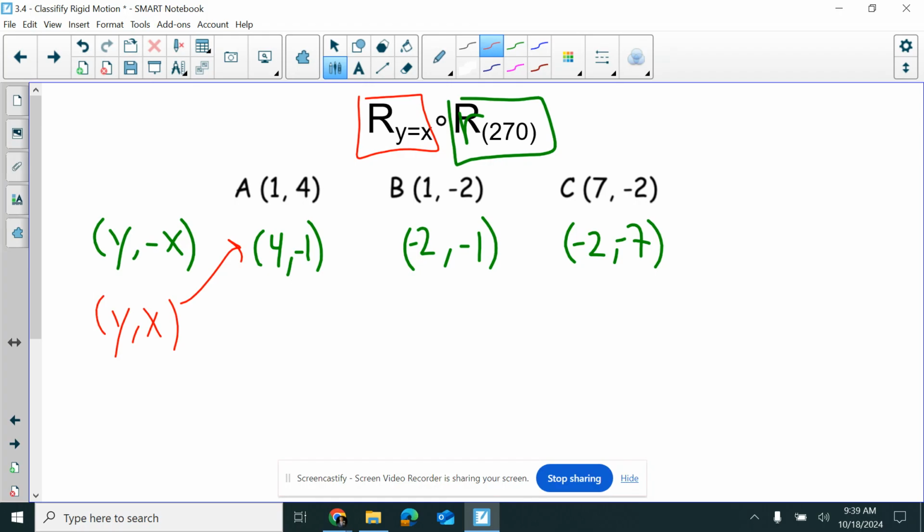So this rule tells me I need to switch the y coordinate and the x coordinate. So I just switch those 2 numbers, negative 1, 4, negative 1, negative 2, negative 7, negative 2. Each one I just switch the x and the y. And again, you don't go back to the original points. You use those new points in the middle. You apply that second rule to those points in the middle. That's how you do a composition of transformations.